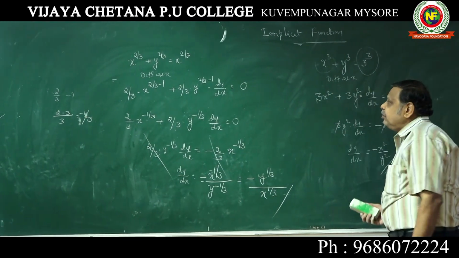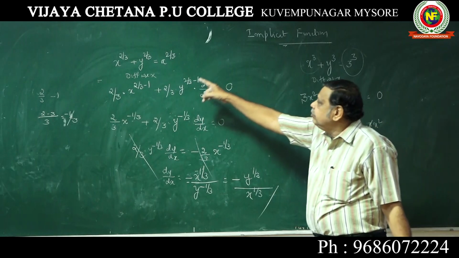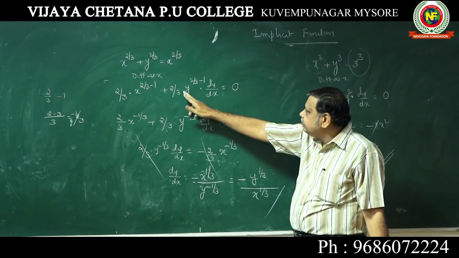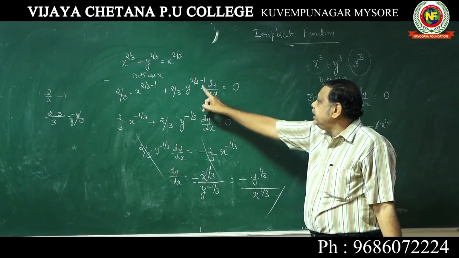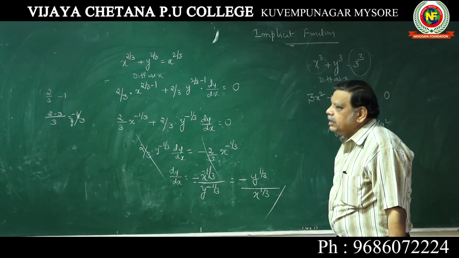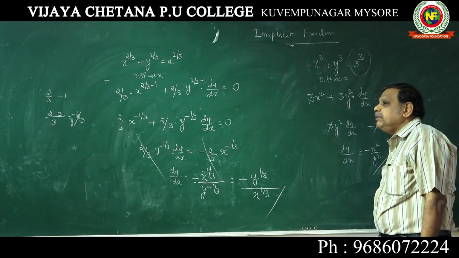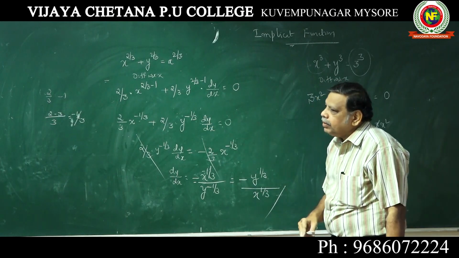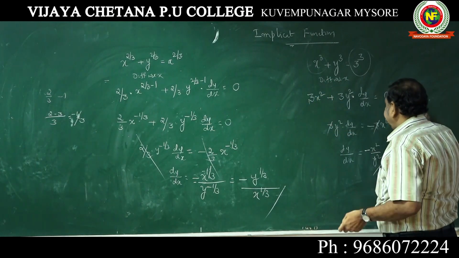I hope all of you followed it slowly. There is an implicit function, and you are differentiating. When you are differentiating the y variable, you have to put dy by dx, because I have seen in many answer papers that they forget to mention this and lose marks unnecessarily.